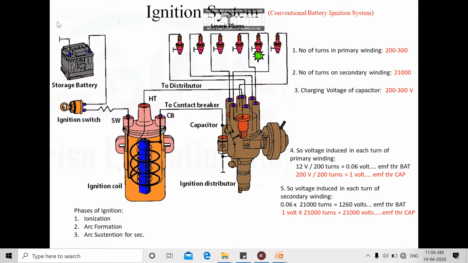Primary voltage source. The negative terminal of this voltage source is connected to the vehicle body, or it is grounded to the vehicle body. And the positive terminal is connected to the further subsystems. So now start with the current flow. Consider the battery voltage is responsible to make a current flow through this way.